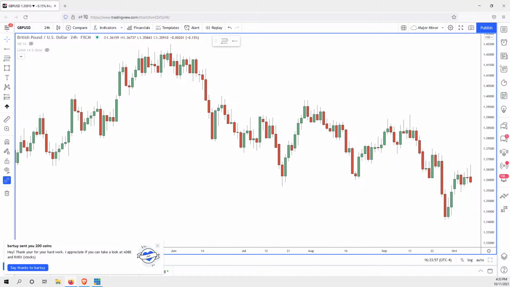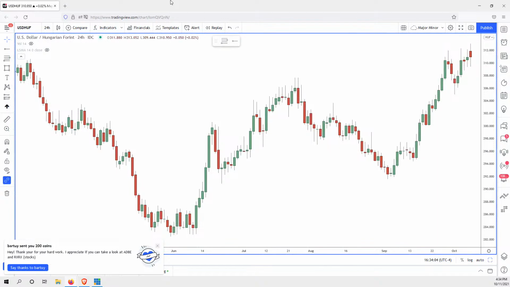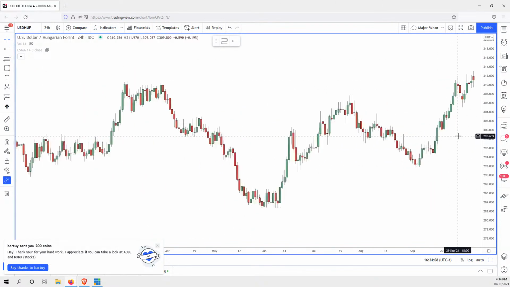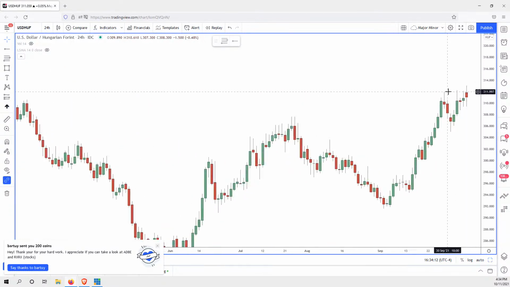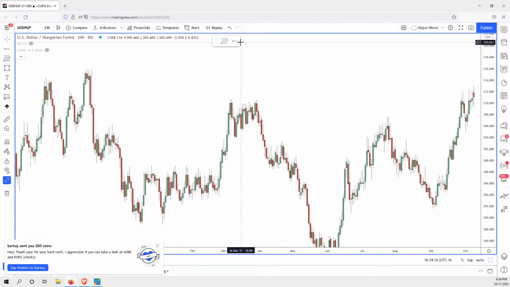All right, dollar HUF. What is that? Let's see. HUF, this is Hungarian forint. All right, I never get that one. Well, we know the dollar is strong. So look at this, it's trying to break out, right? This is not the best place to be buying the dollar.